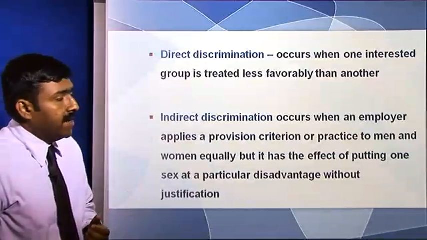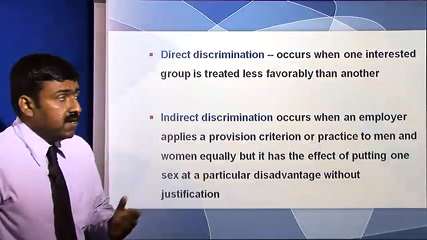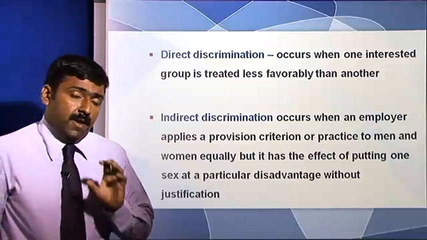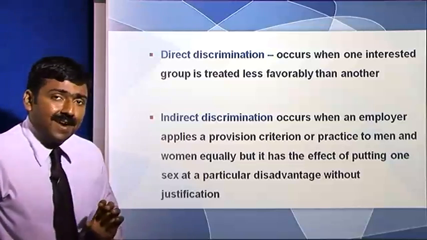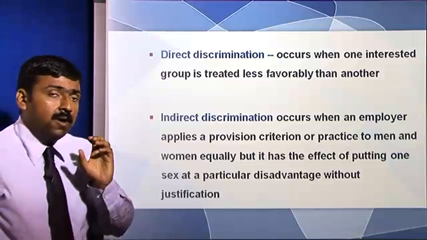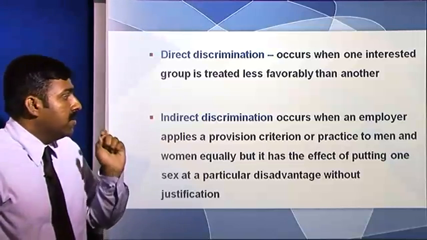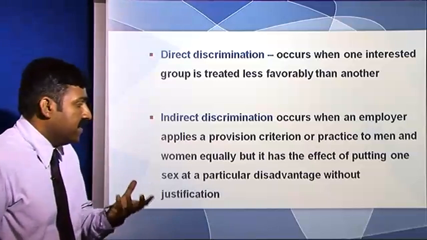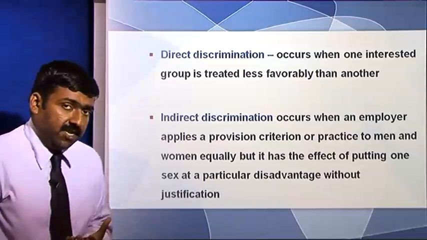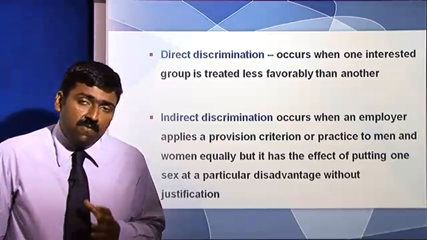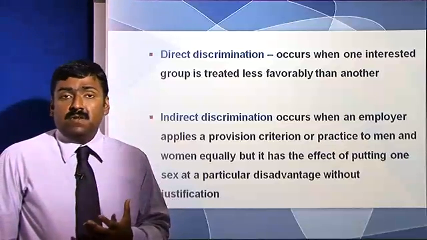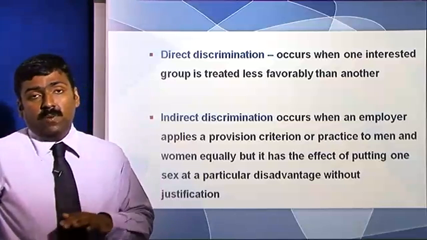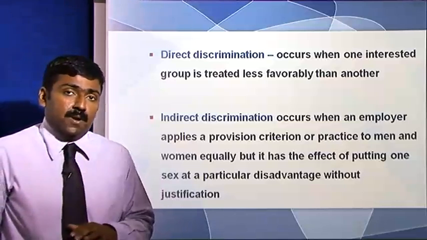Now, let's take a look at direct discrimination. This occurs when one interested group is treated less favorably than another in an obvious way. So what is indirect discrimination? It occurs when an employer applies a provision, criteria or practice to men and women equally, but it has the effect of putting one sex at a particular disadvantage without justification. These are subtle forms of discrimination which on a surface level don't look like discrimination at all, but result in actual discrimination for one particular group or segment.